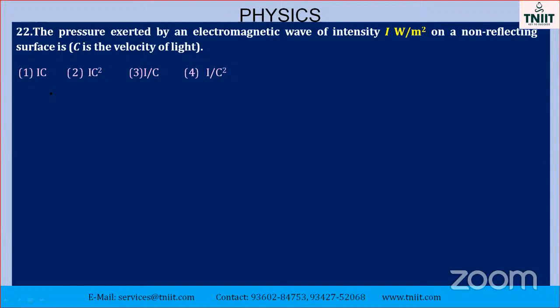What is the pressure exerted formula? Pressure exerted is given by intensity divided by the speed of light. Intensity divided by the speed of light. Option 3, direct question.